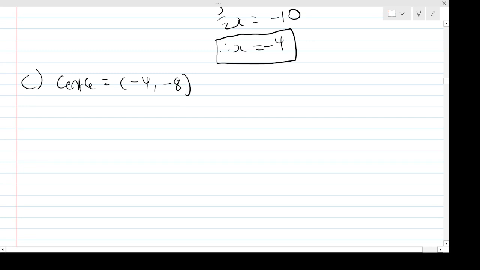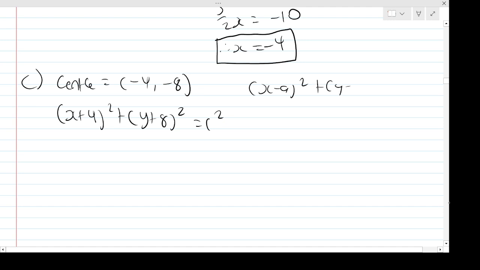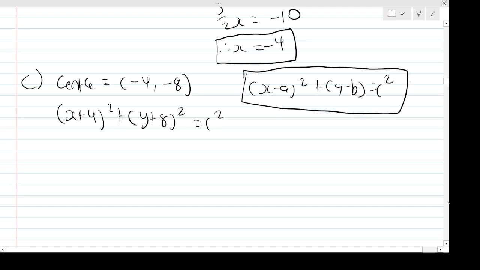So then we can start to again fill in the equation of the circle. We know it's x minus a. Well, if it's minus 4, it'd be plus 4, squared, plus y minus b. Well, if it's minus 8 here, it'd be y plus 8 here. And that's equal to r squared again. Remember the equation of the circle, and you do need to remember it. It's this, right? Where positive a, b is the centre, so we reverse the signs in the equation. Okay, so then we just need to find the radius.